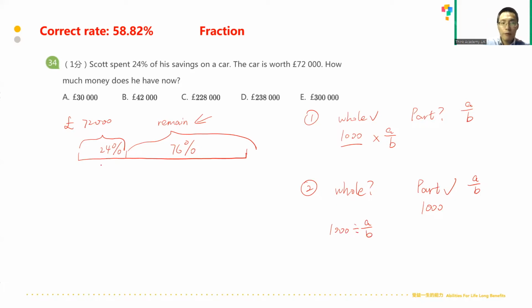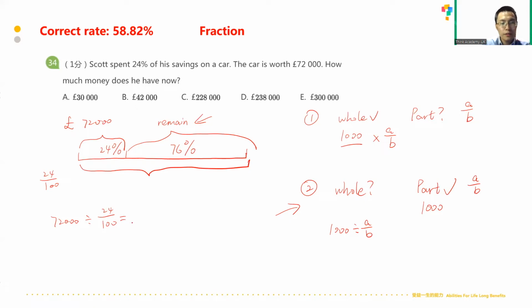So 1,000 divided by A over B will give us the whole. Okay. So this type of question is definitely the second situation. We know the part, and we want to find the whole. So this is 24%, which is 24 over 100. And we also know the exact amount, the number is 72,000. So you can do 72,000 divided by 24 over 100. That gives us the whole right here.